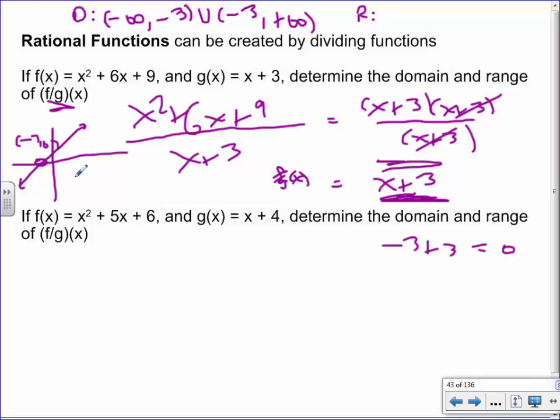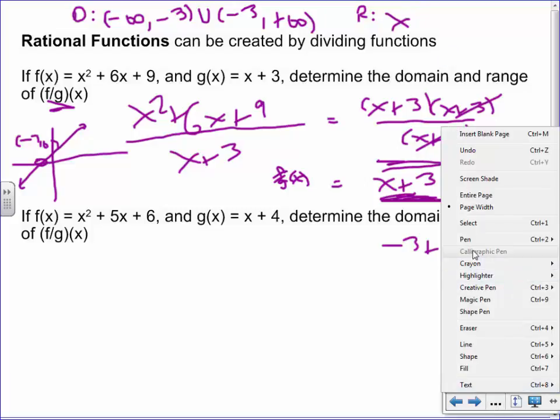So to write the range, you could write it in the same notation. -infinity, comma 0, union, 0, comma positive infinity. Let me show you another notation. You could just say x, or no, you wouldn't say x. That's not range.